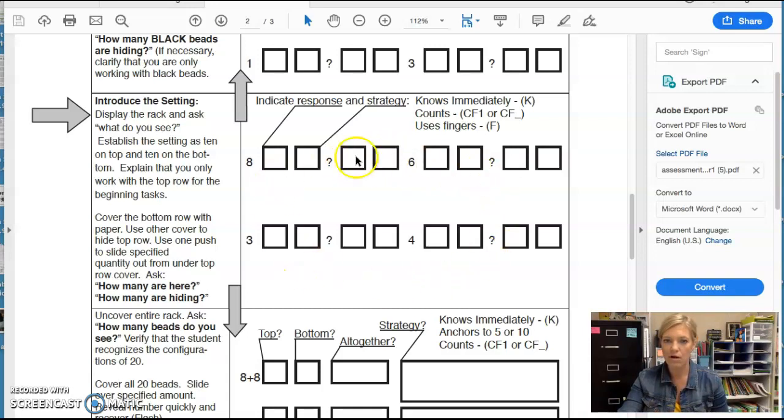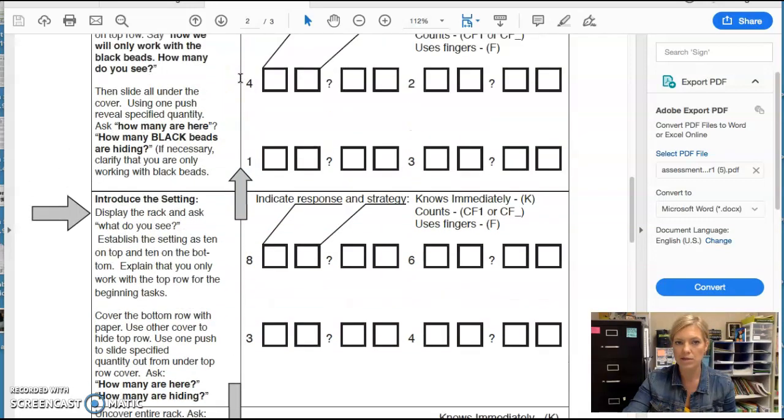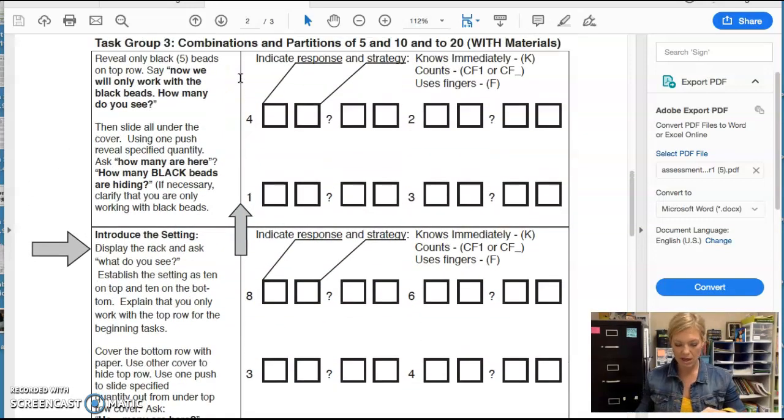That repeats for all of these here. If they're unsuccessful, if there's any counting, even if they get all of these correct, they had to count, you need to move up the page. You're going to do the same setting again. But this time, make sure you establish that we're just talking about the 5 red beads. So say that to them several times.